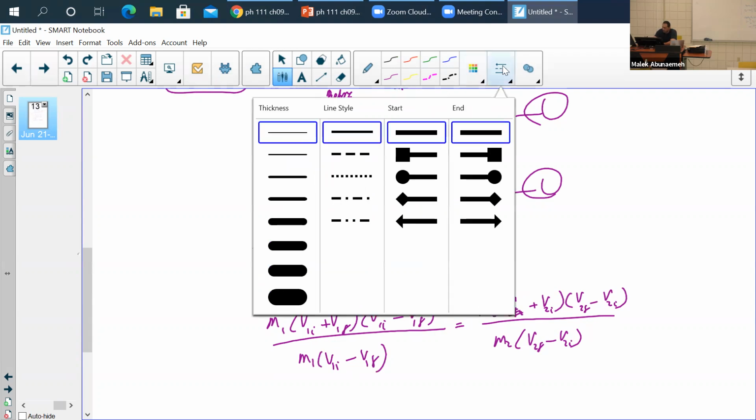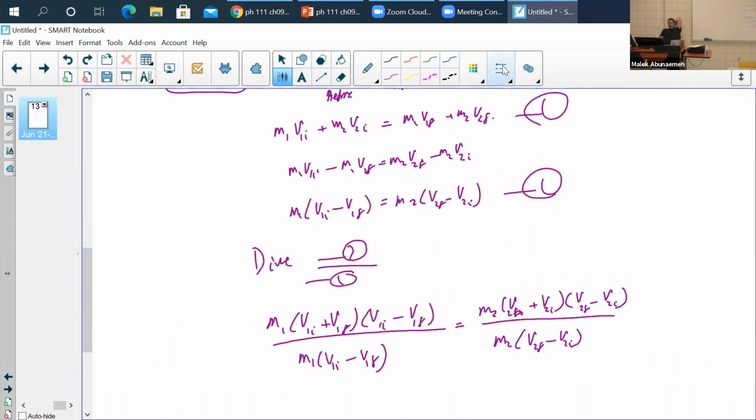Oof, that was a long equation. This chapter is full of math, so whoever loves math and algebra, he is in the right chapter.